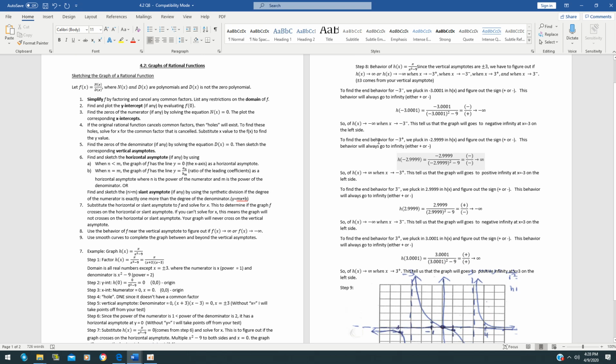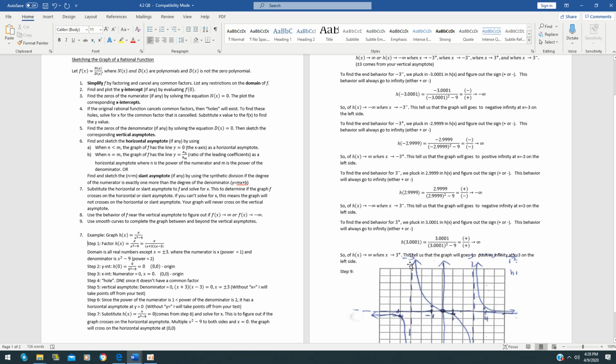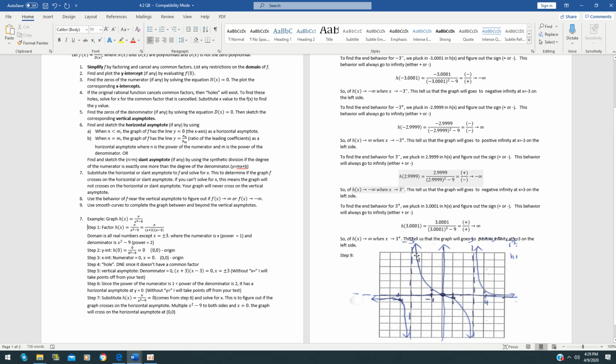Next, we need to find the end behavior for negative 3 plus. A negative 3 plus means it's negative 3 on the right side. So this is a number we will use somewhere close to negative 3. So we will use negative 2.9999. So plug this back into the original function and you find out that the top one is a negative. The bottom one, when you square it, comes out to be 8 point something. It's very close to 9, but it's 8 point something. But when you subtract 9, it becomes negative. So negative divided by negative becomes positive. So this is telling us that at negative 3 plus, your function will be positive infinity. That means that this arrow will go up because it's positive infinity.